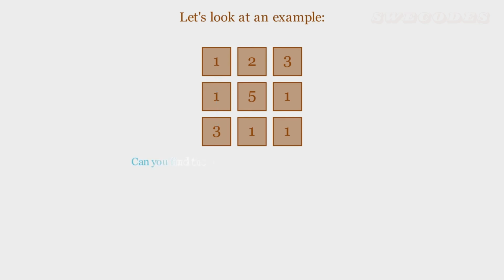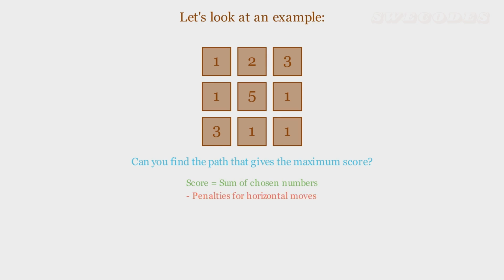So, how do you find the path that gives you the maximum score? Your final score is the sum of the numbers you've chosen, minus any penalties for the horizontal distance you've moved. The strategy lies in balancing the reward of each choice against its cost. Now, let's dive deeper into how we can solve this problem effectively and find that optimal path.